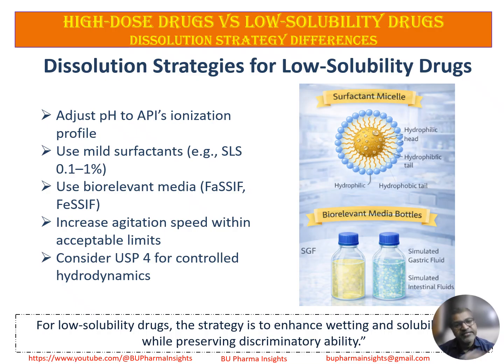Always use the lowest effective surfactant level to avoid masking formulation differences. Choose mild surfactants like SLS at 0.1 to 1%. Whenever possible, use biorelevant media FaSSIF or FeSSIF to mimic fed and fasted state. Adjust pH to match the API's ionization profile. You can increase agitation within acceptable limits for tighter control. Consider USP apparatus 4 for stable hydrodynamics. This ensures sensitive and meaningful dissolution testing.